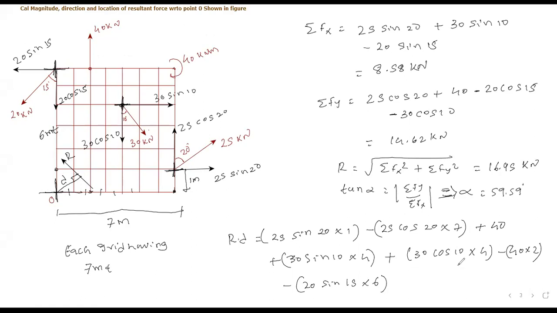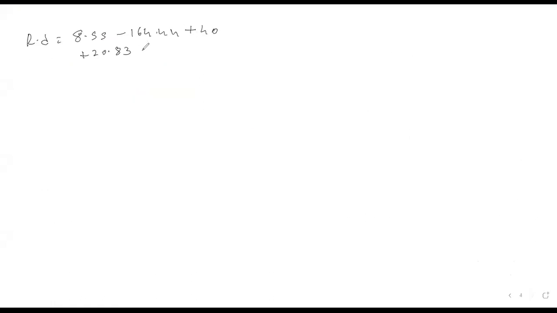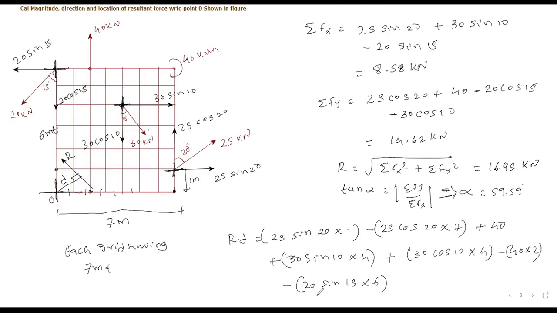This value 118.7 plus 118.7 minus 80, 40 into 2, minus 20 sin 15 into 6.